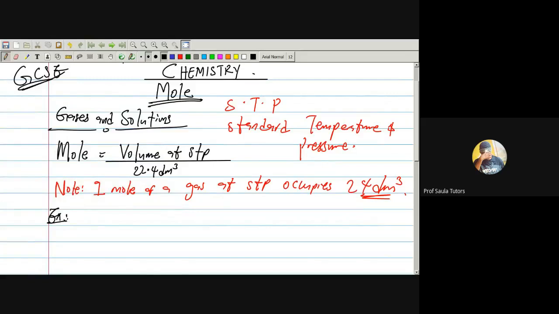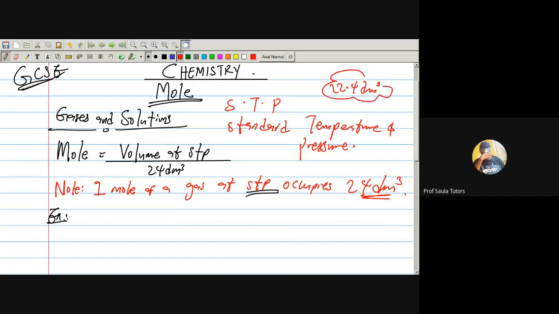So the mole of gases is what? The volume at STP divided by 24 dm cubed. Why is that 24 dm cubed coming from? The 24 dm cubed is coming from the fact that 1 mole of the gas at STP, STP means standard temperature and pressure, occupies 24 dm cubed. In some other textbooks, you see 22.4 dm cubed.